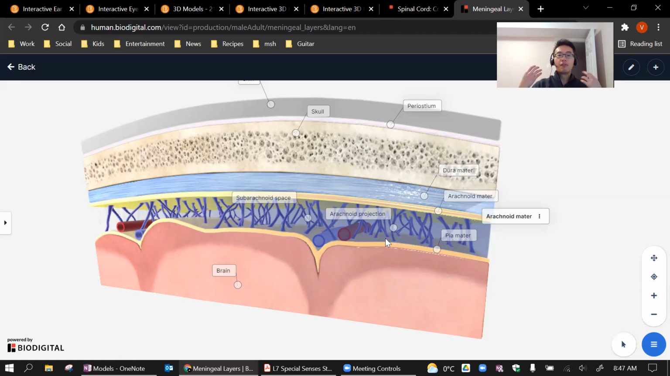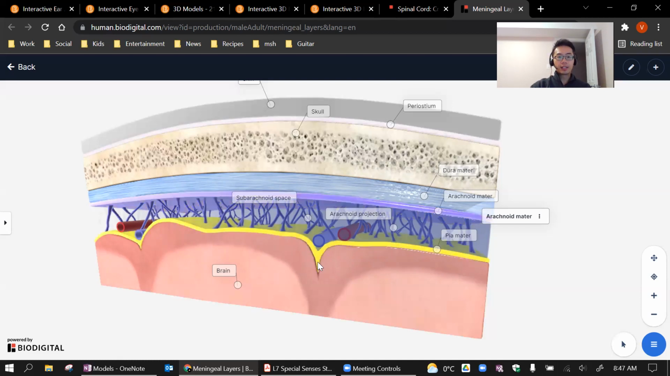empty spaces for the CSF to fill up, and the CSF, of course, creates a little bit of buoyancy as well as cushioning capability, right, to protect the brain, right? So that if the brain moves, it will not crush into the skull because of this buoyancy, right? This cushioning capability.